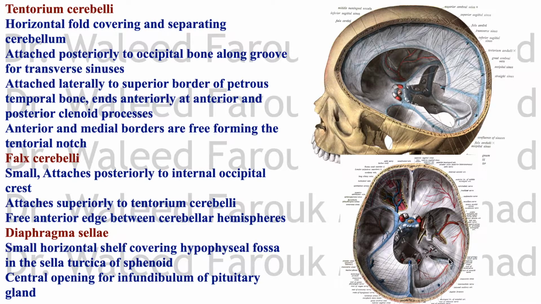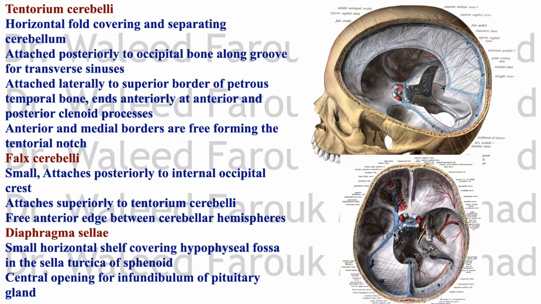Okay, it attaches to its superior border, and ends anteriorly at the anterior and posterior clinoid processes. These are the clinoid processes. These are the posterior clinoid processes, and these are the anterior clinoid processes. It attaches to both, and it has a free margin anteriorly for the passage of the brainstem. This is called the tentorial notch, for the passage of the brain stem.